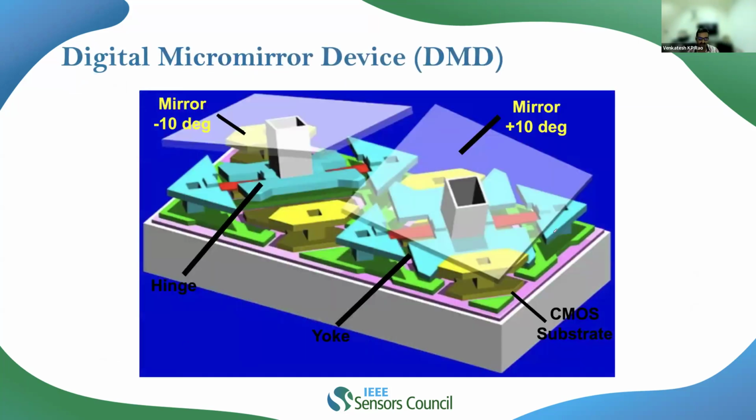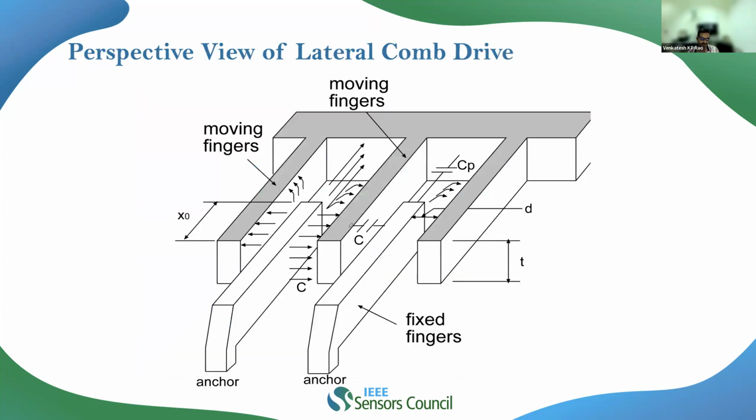So these are DMDs. Here you can see we have the bottom electrodes, basically a CMOS substrate. If I apply a potential between the top electrode and the bottom electrode, indeed we do get around plus or minus 10 degrees in this respect. And that was the case of a parallel plate capacitor, and the other case will be the comb finger configuration. In the comb finger configuration, we have a fixed set of comb fingers, and a movable set of comb fingers attached to the proof mass.